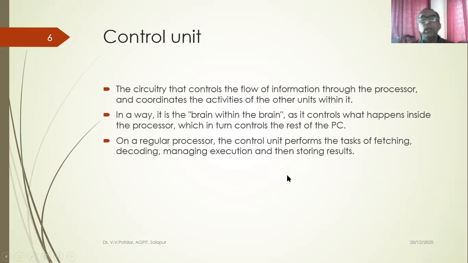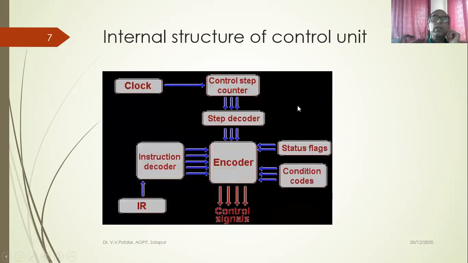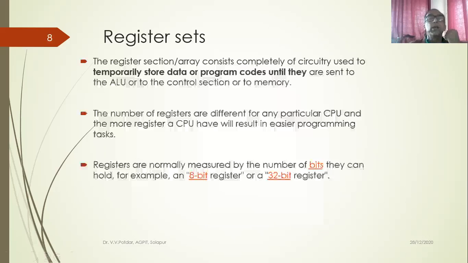On a regular processor, the control unit performs the task of fetching the data, decoding the data, managing execution, and then storing the results. So all these are the functions of my control unit. Then we have the internal structure of the control unit. So we have the clock, we have the control step counter, and then we have the encoder, the instruction encoder, and then status flags and condition codes will be there, and the control signals will be generated accordingly. So this is the internal structure of a control unit.